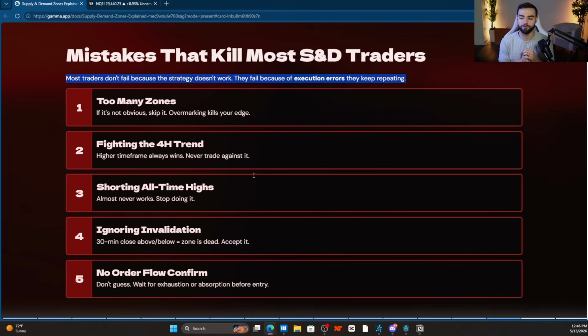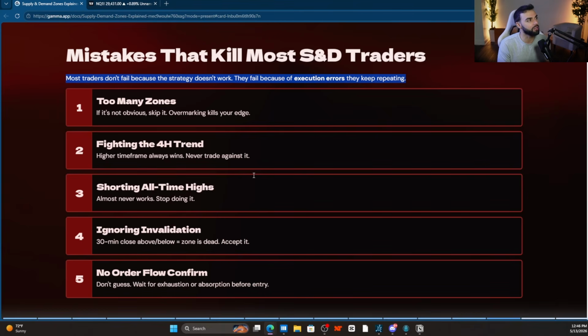Fighting the 4-hour trend is next. So the higher time frame is always going to win. Never trade against it, especially if you want to only go for A+ setups on those prop firm accounts. You only need 5 days to get a payout. Stick with the overall trend. Be patient. Don't just take a trade because you see something happening. Wait. I never short all-time highs. It almost never works. It'll work once in a blue moon, but the majority of the time it never works. So just stop doing it.